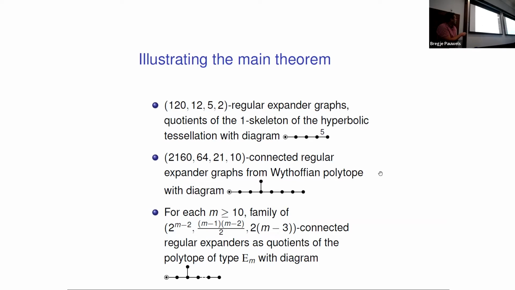So this will give us level 4. So we'll get a 120-12-5-2 regular expander graph from this one. By looking at families related to E8, you can get entire infinite families.